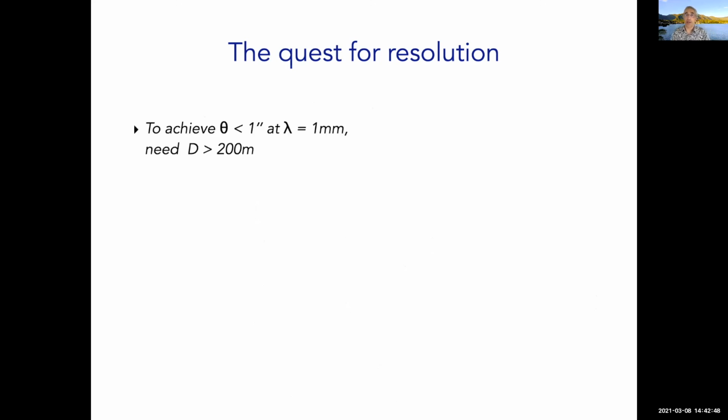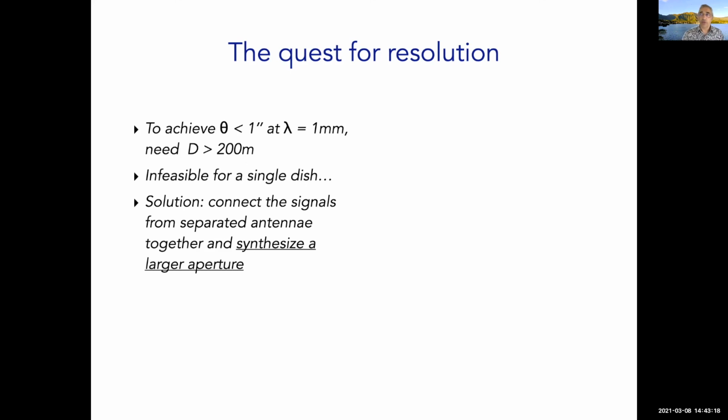And how do we do that? If I wanted to get to sub-arcsecond resolution at 1 millimeter wavelength, you can do the math and find you need a millimeter wavelength telescope with an aperture of 200 meters or greater. And that's just beyond what we can build. It would have to be so rigid and yet be moved and able to work like that. So it's not feasible for a single dish. Instead, we build many dishes and we use the rigidity of the Earth to keep them in a fixed location, and we synthesize the signal. We synthesize a larger dish by combining the signals from the individual antennas.